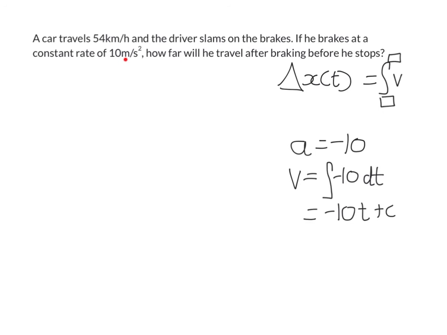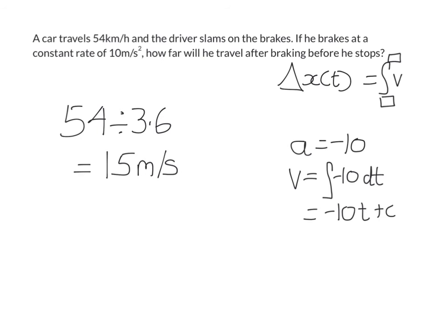But because the acceleration is in meters per second squared, I need to get this in meters per second. Now, to go from kilometers per hour to meters per second, you actually just need to divide by 3.6. So if I divide that, I get 15 meters per second. That is the initial velocity. So what that means is that this value c is 15. The velocity function is actually minus 10t plus 15, this number being the initial velocity in meters per second.